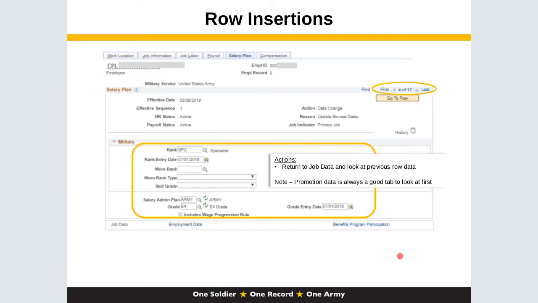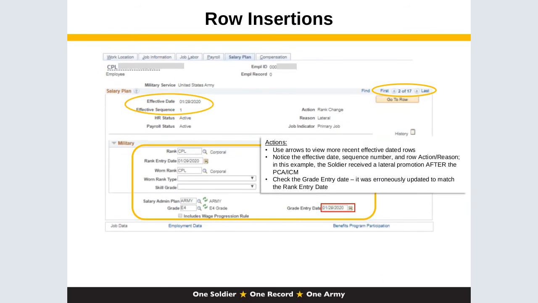Now I go back to job data. Like I did previously, I'm going to go back a row to see what kind of data is listed. I go back a row from row 3, now I'm on row 4. I'm looking again at the salary plan data tab because in most cases something's wrong with the promotion data. But here I don't find anything that looks out of place. I see this as a specialist as of July 2015. So, okay, I'm going to go forward to look at the other rows.